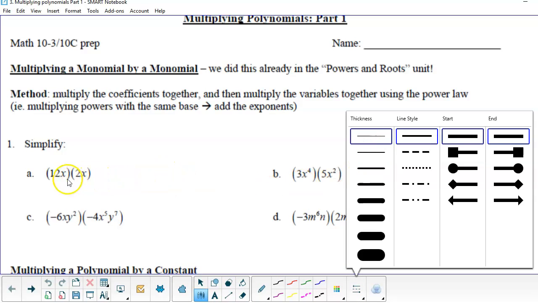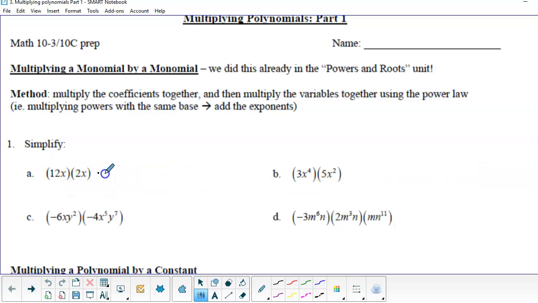Okay, so first one, 12 times 2 is 24. x times x is x squared. Okay, so pretty straightforward in that case. Remember, if there's no exponent shown, it means it's a 1. So 1 plus 1 is 2.